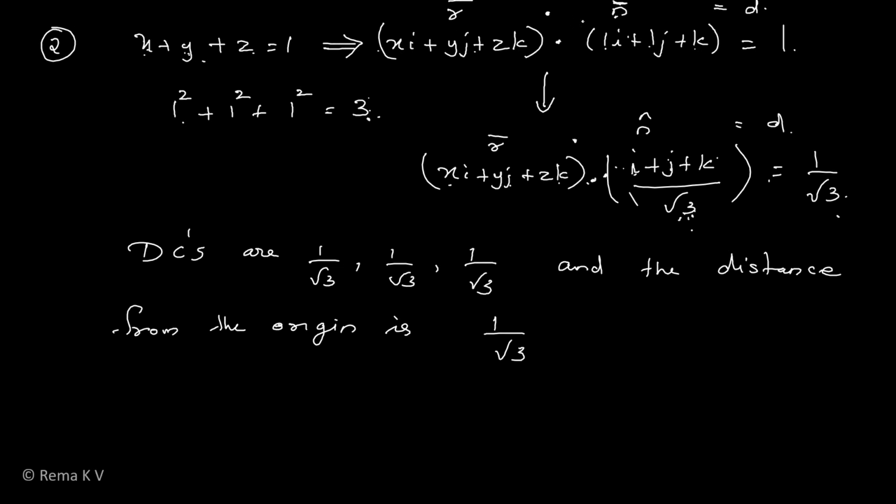When you get the question, you have to check whether this is vector n or n cap. If it is vector n, you have to find the corresponding n cap, that is the unit vector, by dividing the vector with its magnitude. When you divide this side, the right side also you have to divide with the magnitude. Then this will be of the form r dot n cap is equal to d, and the coefficients of n cap give the direction cosines and the right side gives the perpendicular distance from the origin.